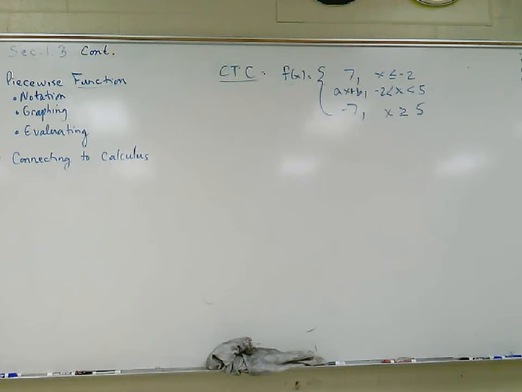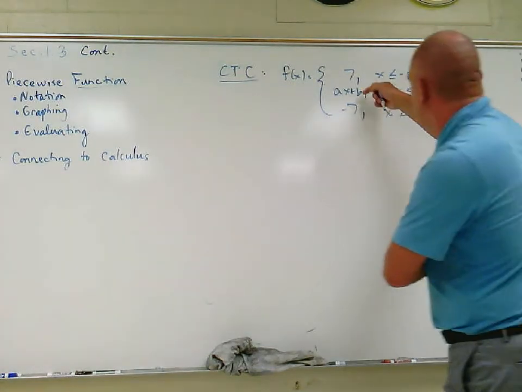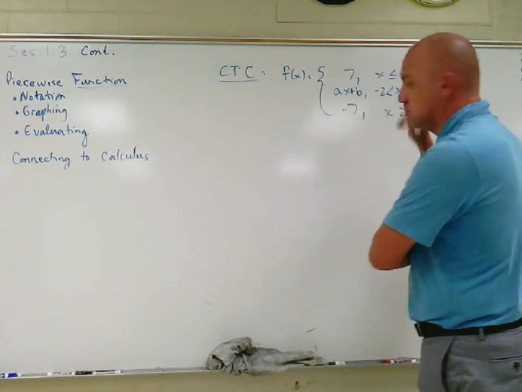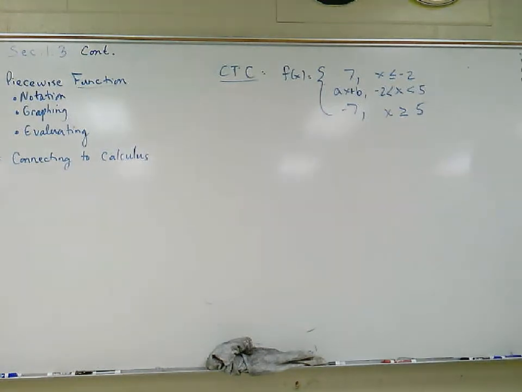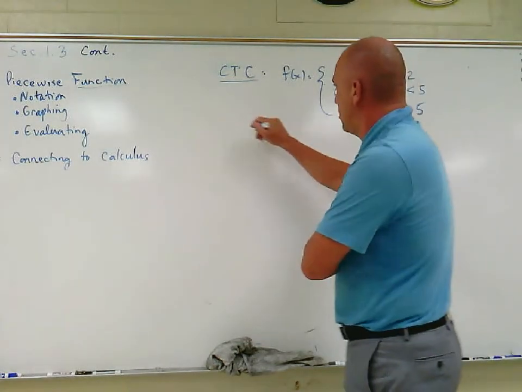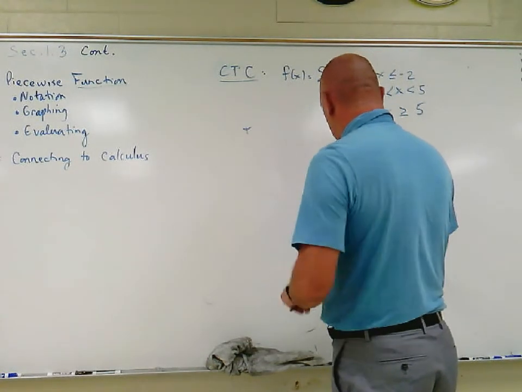Okay, there you go. This is a piecewise function with 3 branches: 7, ax plus b, and -7. So what we're going to go ahead and do, before I pose the question, because the question is going to go here, is at least draw what we know.